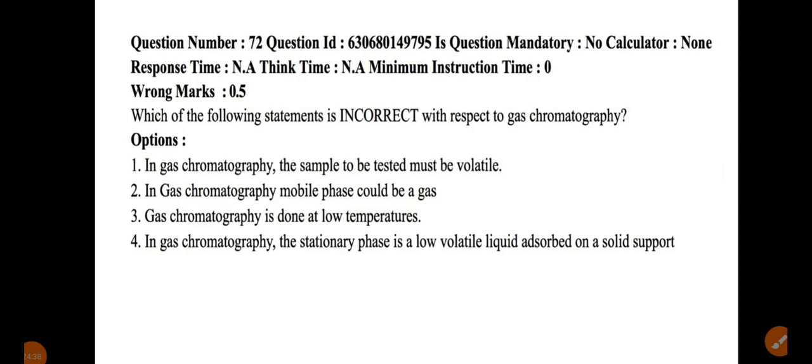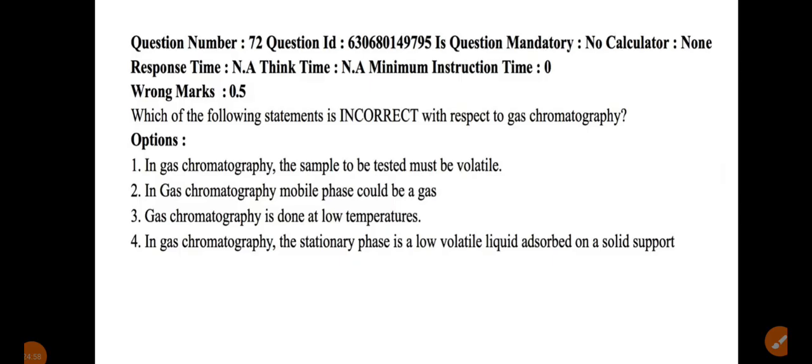Okay, next: which of the following statements is incorrect with respect to gas chromatography? So they are asking for the incorrect statement. Let's see one by one. In gas chromatography, the sample to be tested must be volatile. That is correct.